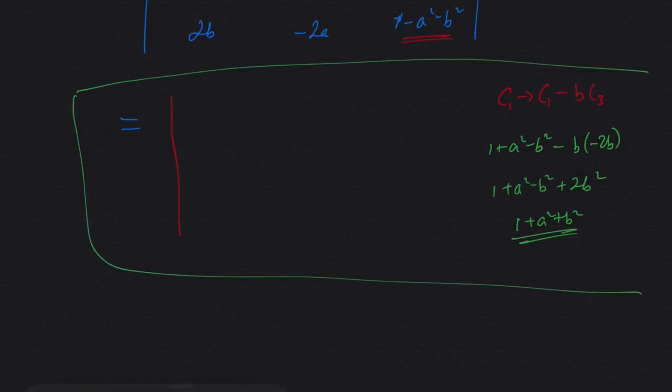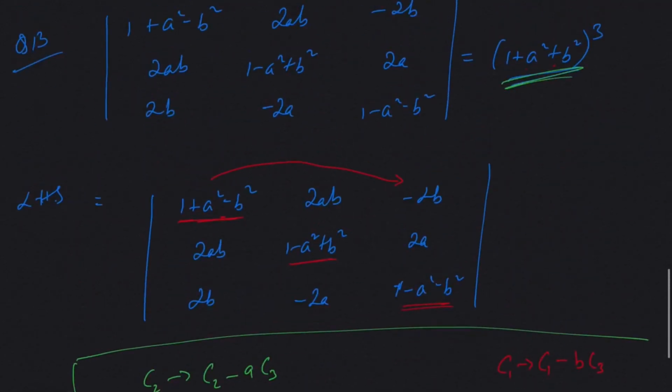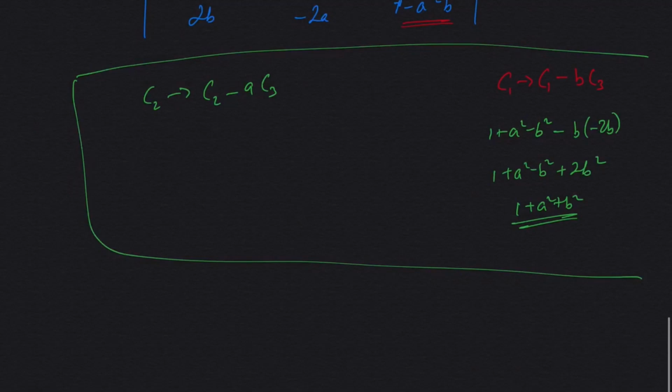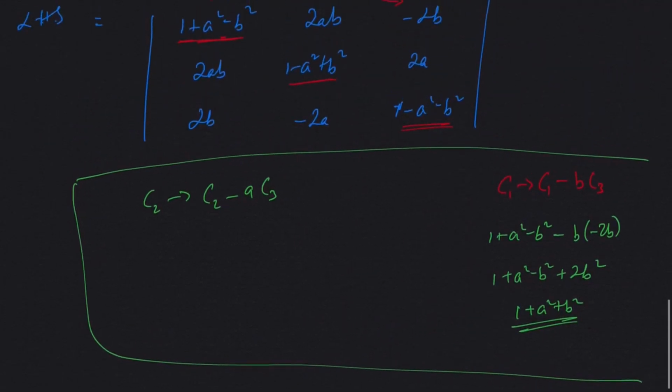Okay, similarly if we apply column 2 as column 2 minus a times column 3, what am I trying to do here? I'm trying to get here at least 1 plus a square plus b square common in most of the terms, so that I can take that out as common. So if we apply that, column 2, twice ab minus a into, especially I'm trying to get the term from this 2. Okay, the other values will get evaluated as it is.